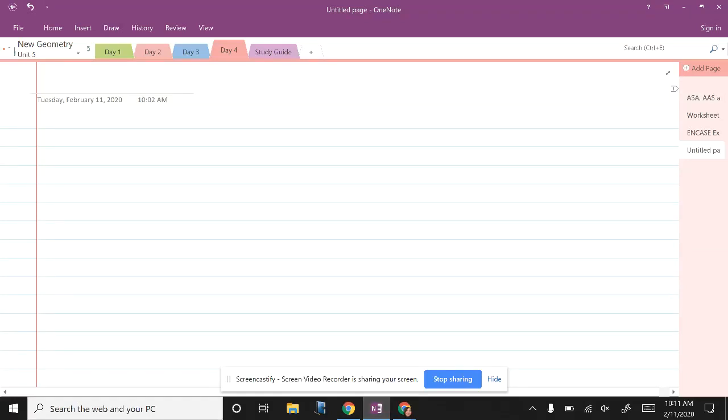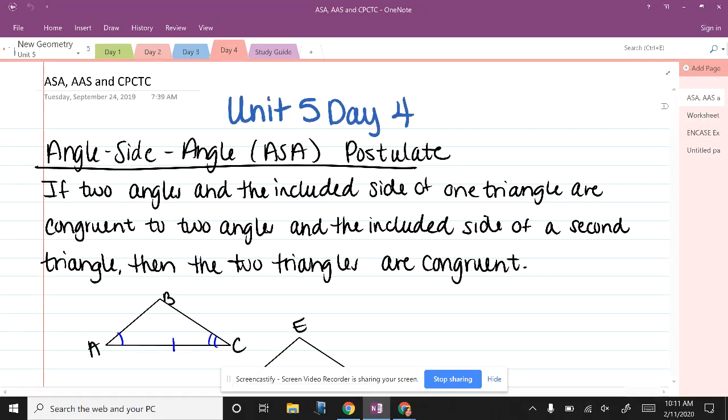Doing Unit 5, Day 4 today, which means we are finishing up the unit on triangle and triangle congruence. The standard that we are addressing today is proving theorems about triangles. So we are still proving theorems about triangles today, just like we did yesterday.